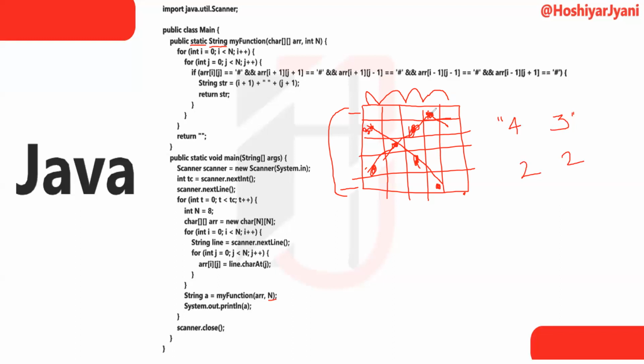So this position is not our result. After that, this is not, and after that, there is a hash present at this position. So we can check at the bottom side. Yes, there is a hash present. Then we check this side. There are none present. Then we go further.